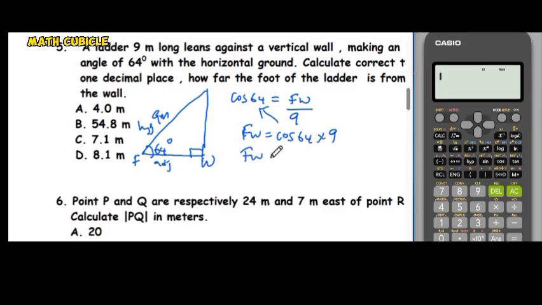So FW is equal to cos 64, which gives us 0.438 times 9. So 0.438 multiplied by 9 gives us 3.942. That's 3.942 meters. So to the nearest whole number, that's 4 meters. So option A is our answer here.